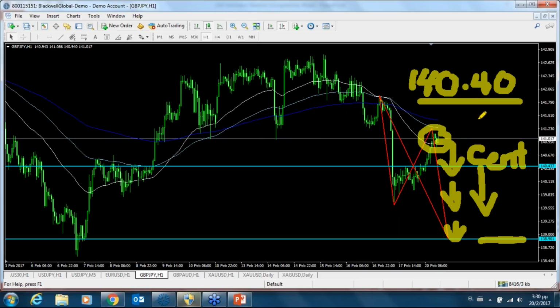Now 140.40 is your trading area that you could easily put as your pending order. If you put that as your pending order, you wouldn't get hurt at all at this moment of time, okay, because it wouldn't be triggered anyway. So that's one of the trade ideas for GBP JPY on your 1 hour chart, only if the trend persists to the downside. Anything could change at this moment of time.